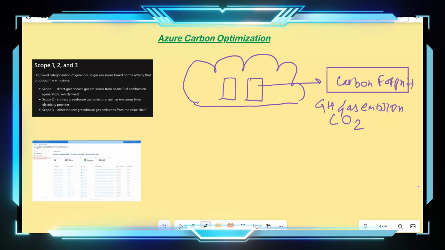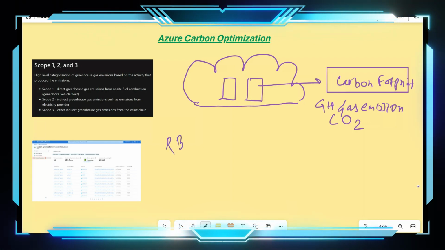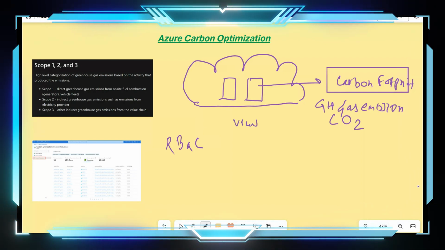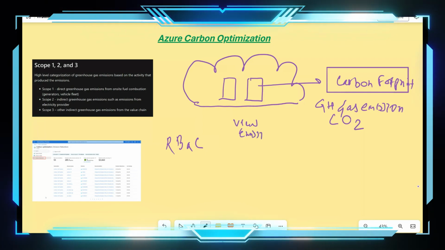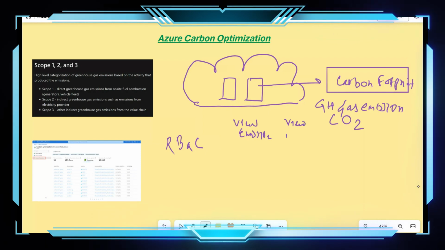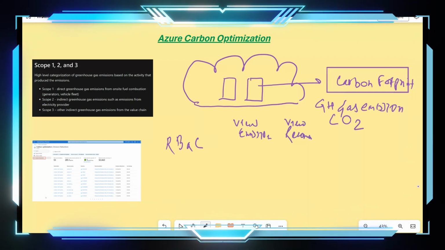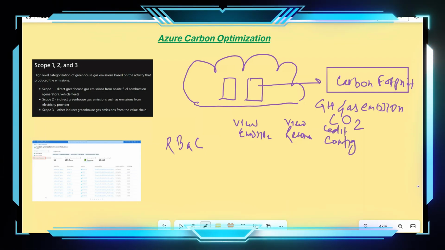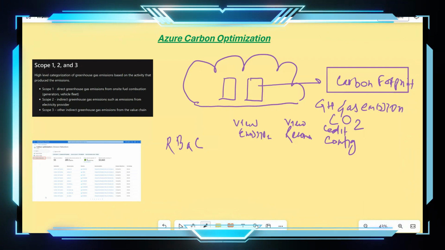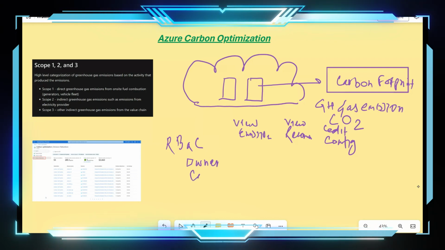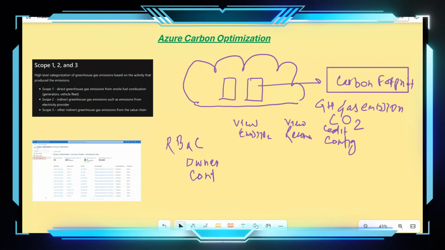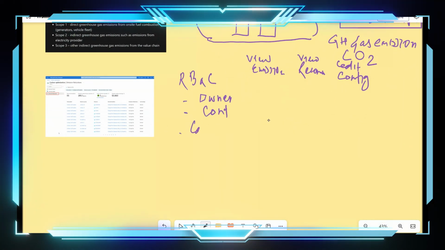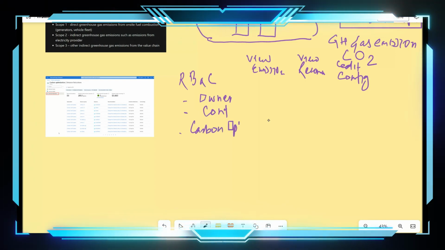Now, in order to utilize this, you need to have role-based access control, obviously, so that you can see or view the emission. Then you can also have a look at the recommendations being made. And then you can also, let's say, edit configuration. Based on your job requirement, you can be owner, contributor, or there is a specific role called carbon optimization reader.